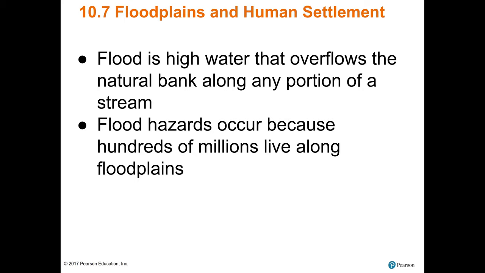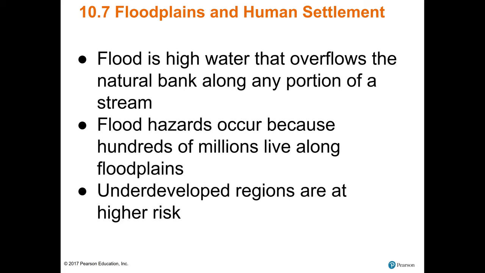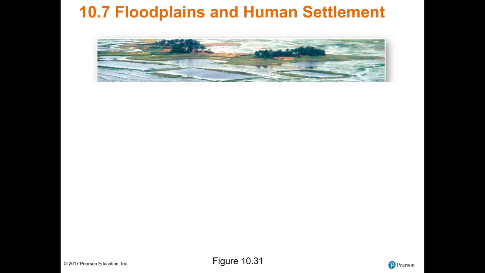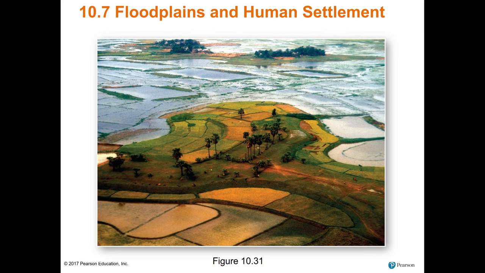Flood hazards occur because millions of people live along floodplains because we love them. Underdeveloped regions are at higher risk because of a lack of zoning laws, a lack of enforcement of environmental laws. Floodplains, like I said, are great to do agriculture, so rice growing is an excellent thing to do.